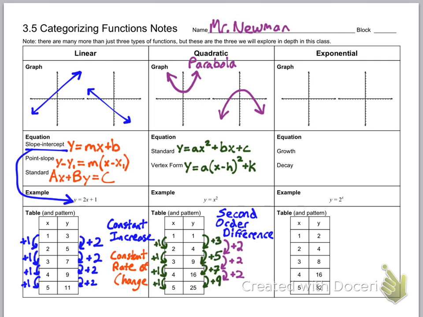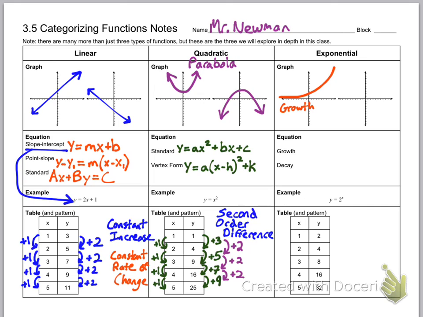The first order difference would be like this constant rate of change in the linear table. The second order of difference means that the changing part changes. And that's what you want to look for when you're looking for whether something is quadratic or not in a table. All right, let's go to exponential functions.